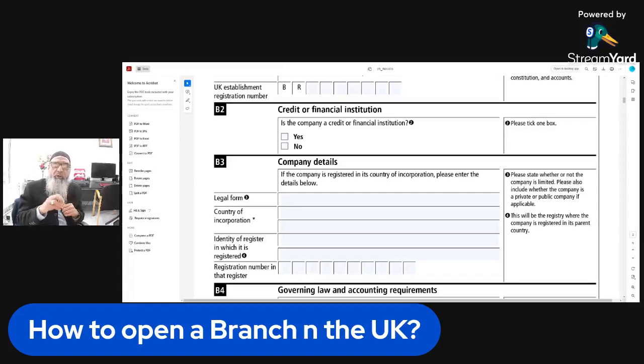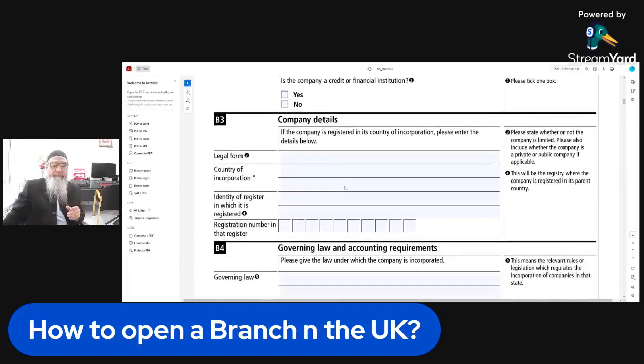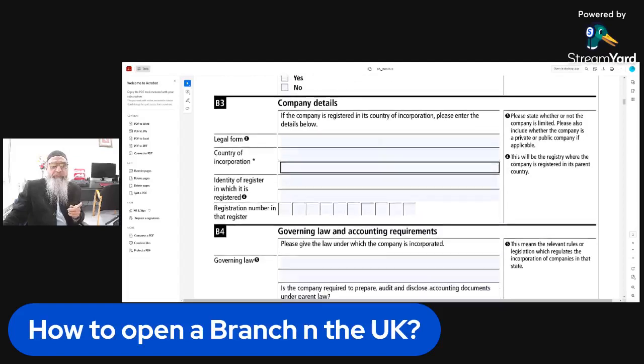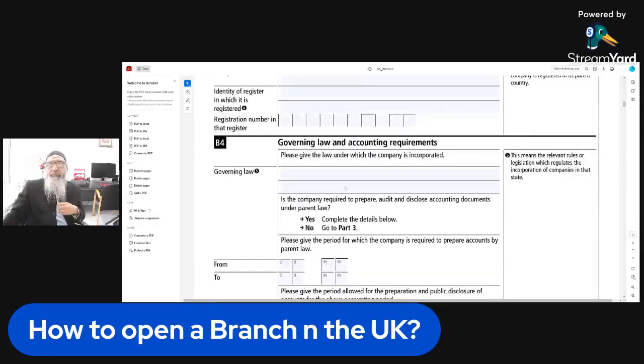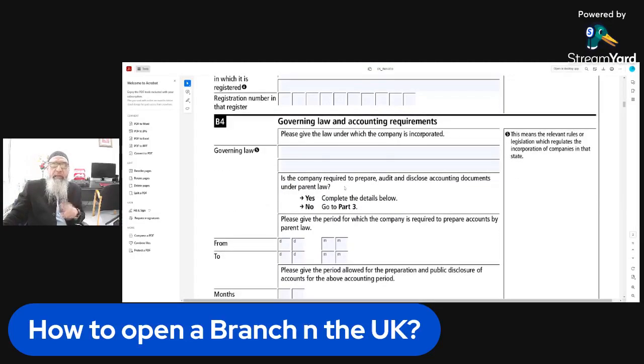If they are incorporated as a company, Companies House needs to know the legal form of that company, and the name of the country of incorporation. If that business is registered on any specific register of businesses, then you should state the name of that register. And if they have a registration number, you should state the registration number here. So this is about the original parent business back home. Question B4 talks about governing law and accounting requirements.